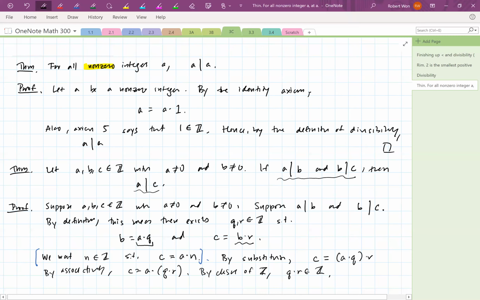But now what I've done is I've found an integer, q times r, such that c is equal to a times that integer. So by the definition of divisibility, a divides c. That's by definition. Okay, so again, you know how to prove this statement. You probably knew how to prove the statement before I wrote this proof. And that's a good thing, because you know how the idea should go. You just want to be really careful in writing it up such that every step is justified.